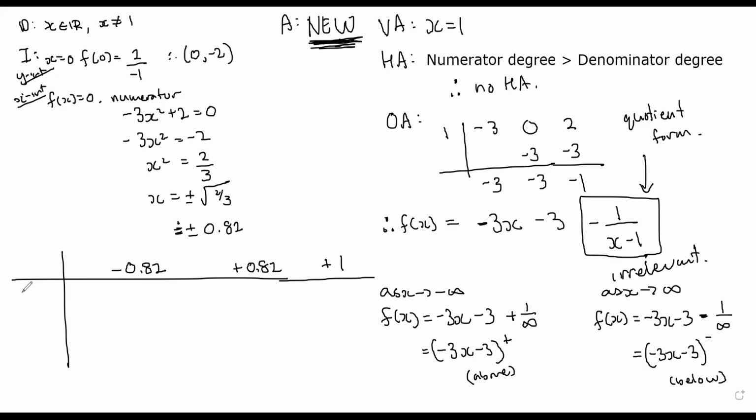And my equations are, okay, let's do it. Smaller than negative 0 point something, I'm going to plug in a -1. -1 times -1, +1 times -3, -3 plus 2 is a negative. -1 minus 1 is a negative. So the entire function will be positive.